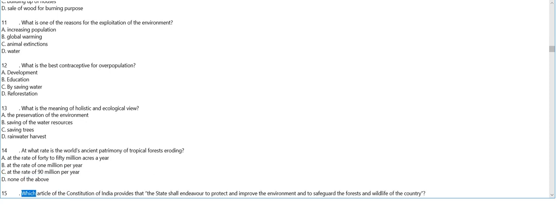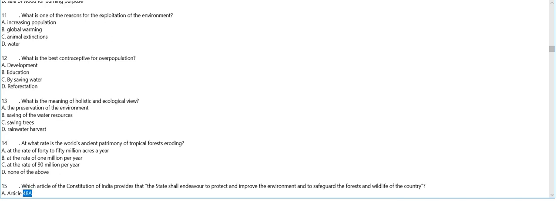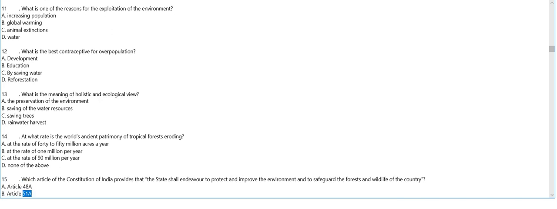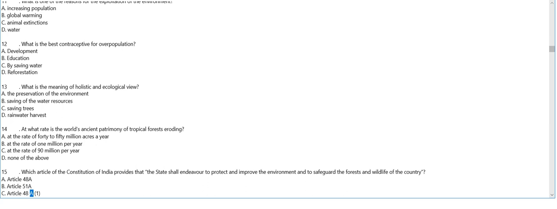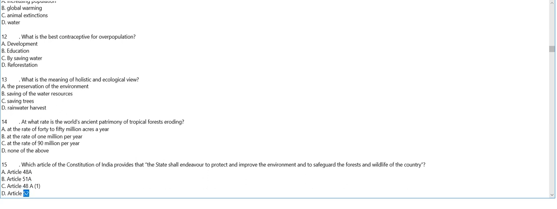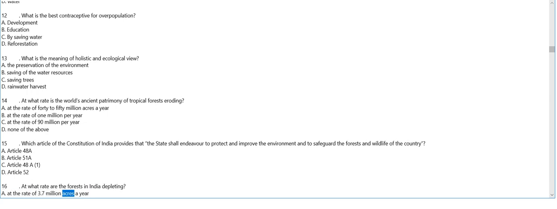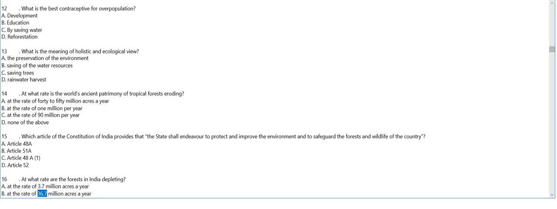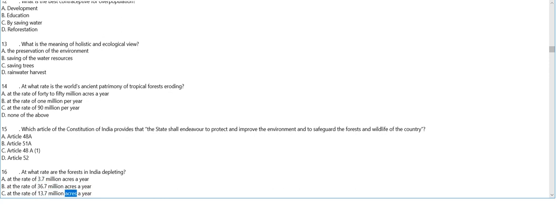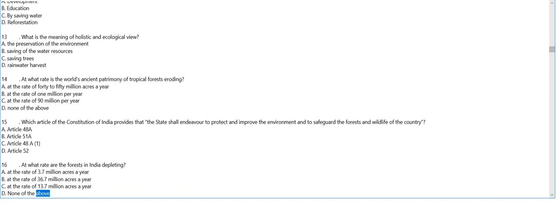15. Which article of the Constitution of India provides that the state shall endeavour to protect and improve the environment and to safeguard the forests and wildlife of the country? A. Article 48A. B. Article 51A. C. Article 48A(1). D. Article 52. 16. At what rate are the forests in India depleting? A. At the rate of 3.7 million acres a year. B. At the rate of 36.7 million acres a year. C. At the rate of 13.7 million acres a year. D. None of the above.